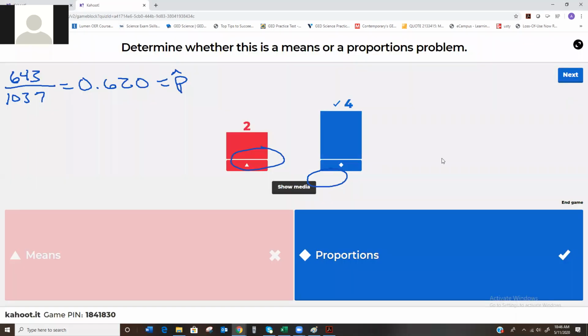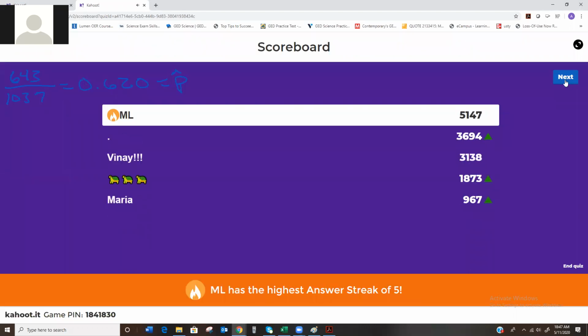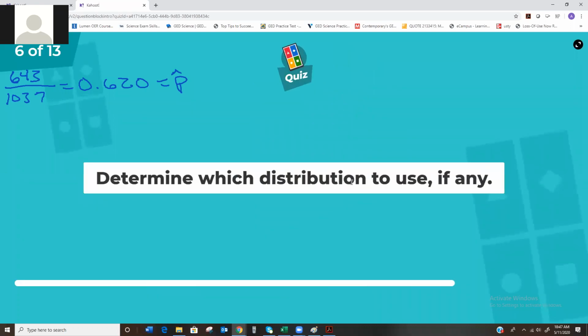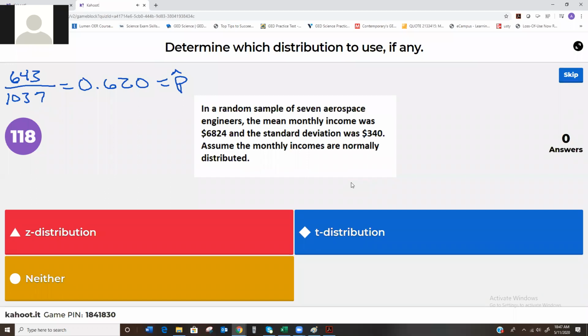Okay. So when we're doing a proportions problem, I think the next question asks you what kind of test or what kind of confidence interval you're going to do. So which distribution are you going to use? Are you going to use a Z distribution, a T distribution, or neither one of those for a proportion? A Z. You are correct.